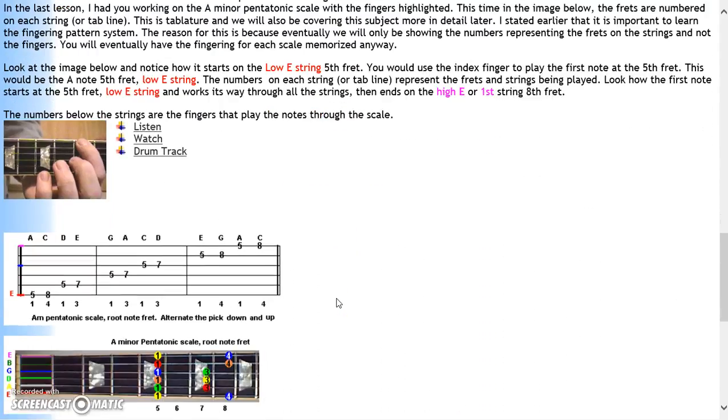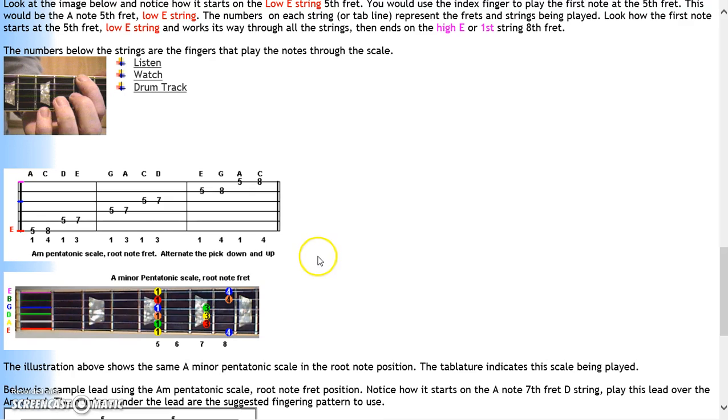The next illustration here shows you tablature. We'll be learning the A minor pentatonic in future lessons, but you can see the tablature here. This tablature is showing you the A minor pentatonic scale at the root note fret, or 5th fret. The 1 represents your index finger, the 4 is the pinky, the 3 is the ring. These are the fingers that you use, and these are the notes that you play on the fret.